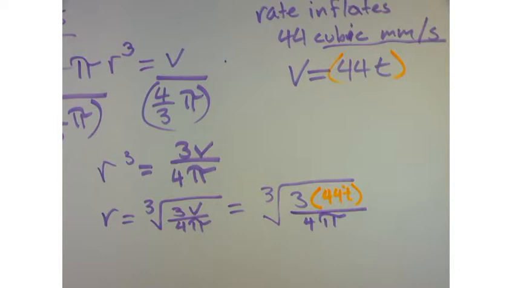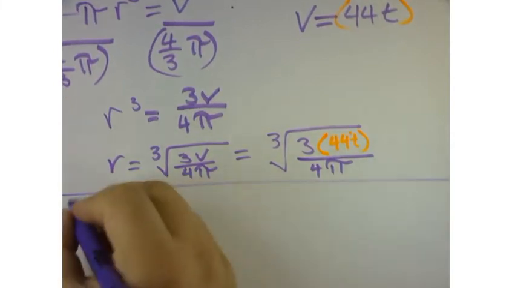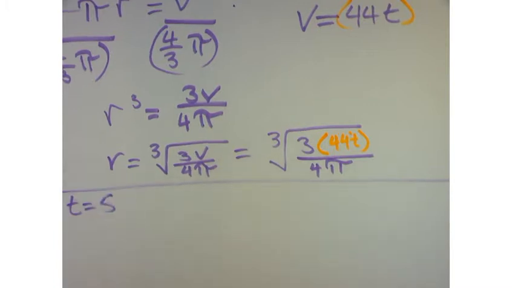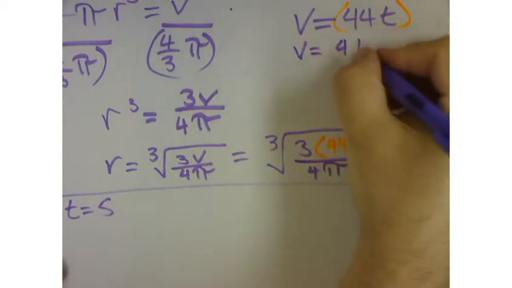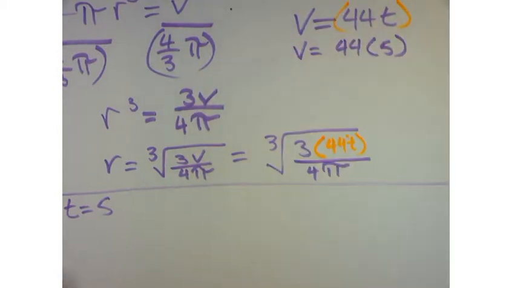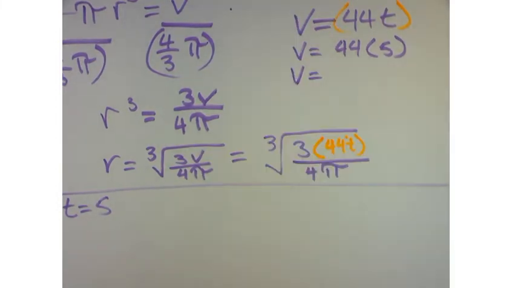Do you guys see what I did there? Another thing they wanted us to know was what happens when t equals 5. After 5 seconds, what will the volume of this thing be? Well, we could find the volume by saying 44 times t, where t equals 5, right? And so the volume is, what's 44 times 5? Is that 220? Somebody do that on their calculator real quick.